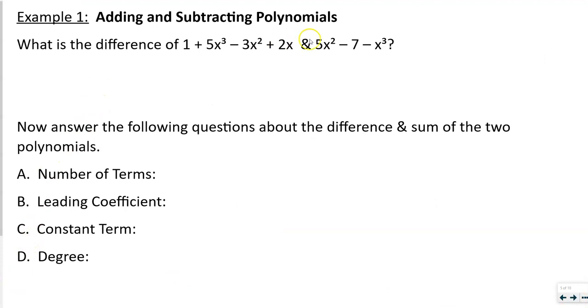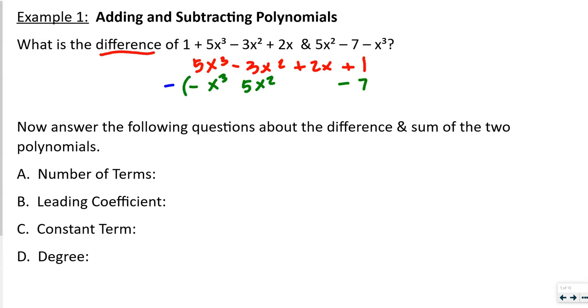So example 1, adding and subtracting polynomials. So what is the difference? What I like to do with these when I set them up is I set them up in descending order and I subtract, okay? And it says difference, so that means subtraction. So we're going to do 5x to the third minus 3x squared plus 2x plus 1. Notice I wrote it in descending order, and I'm going to subtract from it 5x squared. I got a minus 7 over here, and I got a minus x to the third.